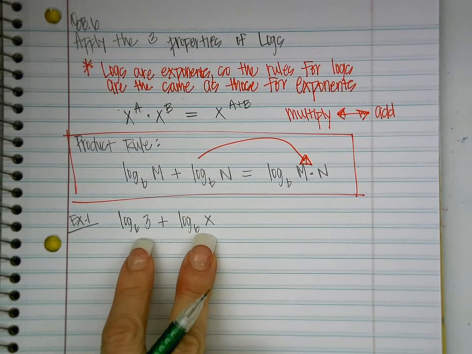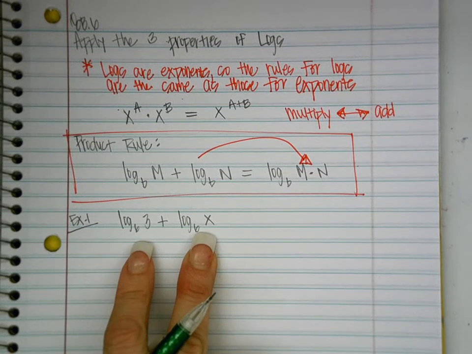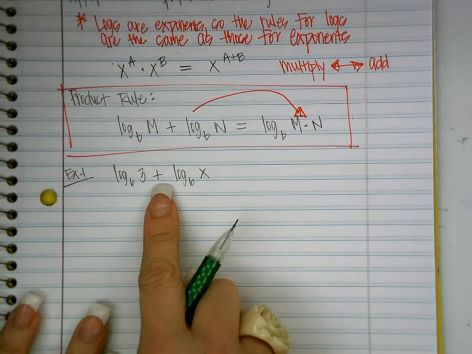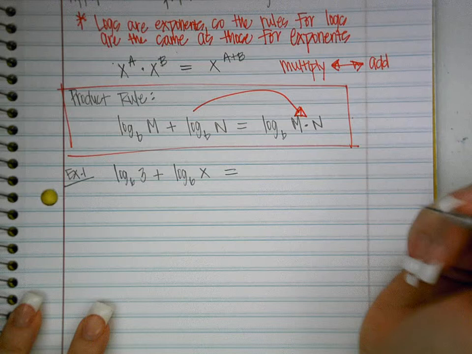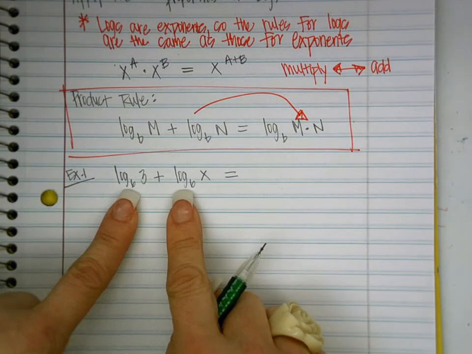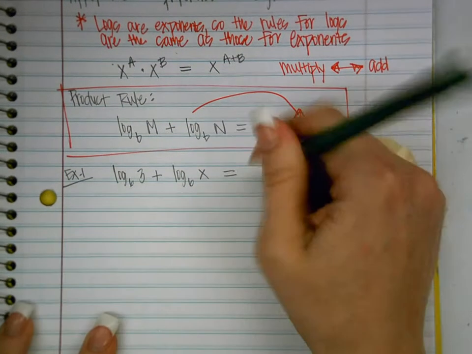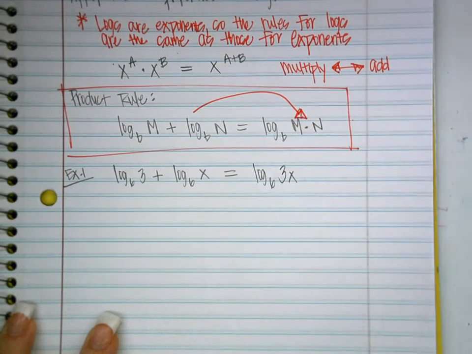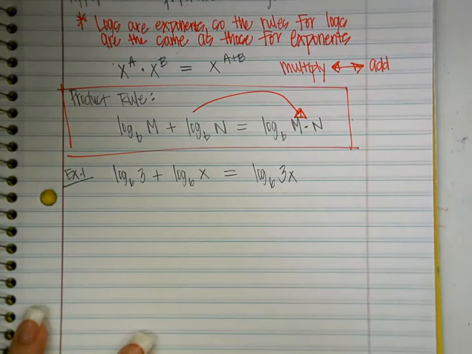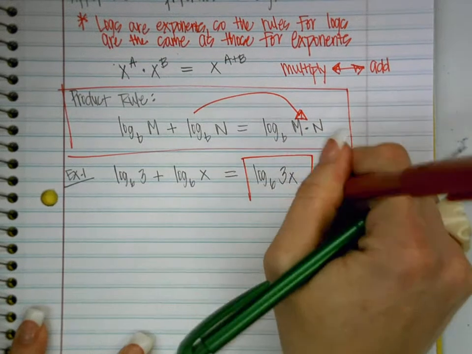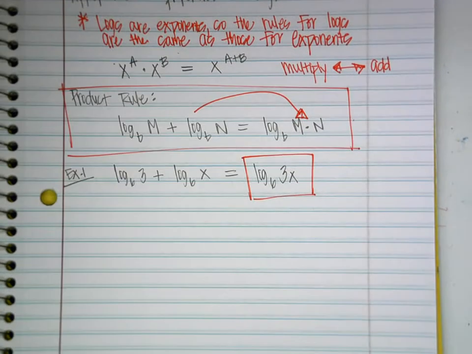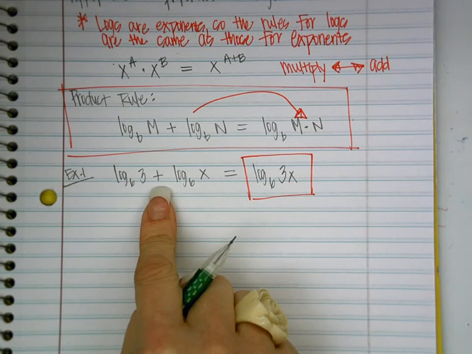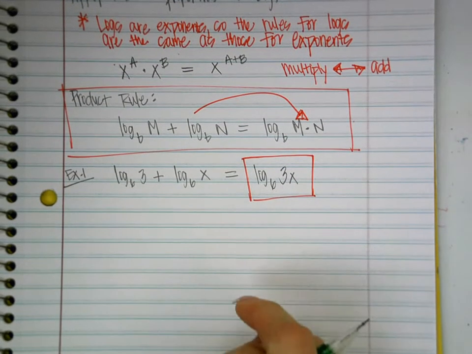Now, given you have to have the exact same base, we're never going to give you problems that don't have the same base, but if you have the same base, this addition can turn into multiplication. You can consolidate, so you only have to write one log. So this becomes log base 6 of 3 times x, just 3x. That's what I'm looking for today. I'm looking for just consolidated or condensed answers. And that's it. So remember that addition turns into multiplication.